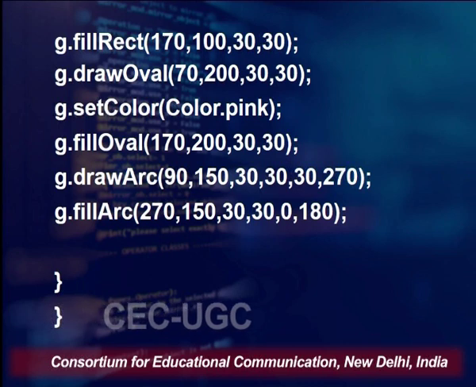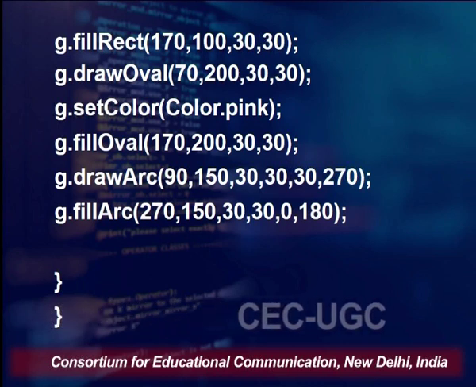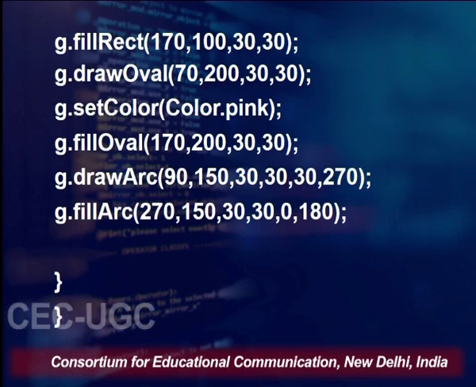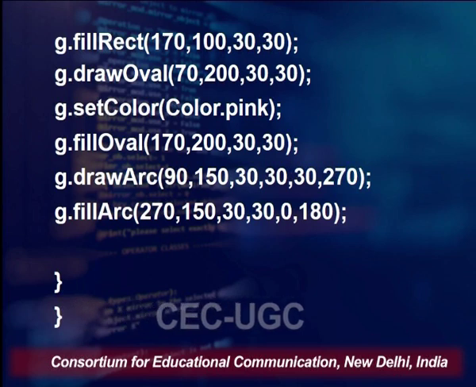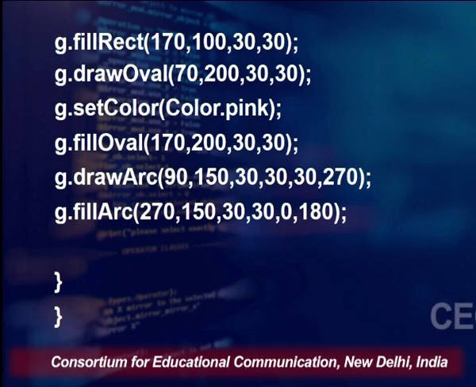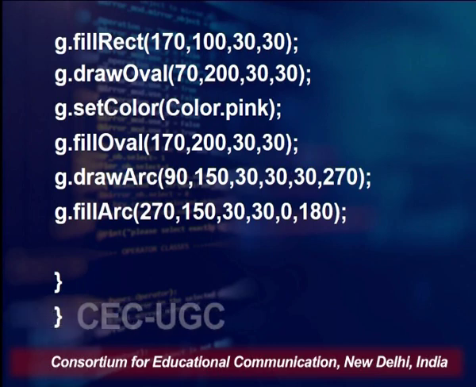Then there are more methods, which are g.drawOval, and after this we are changing the color just to give you a flavor of how things are working. So, g.setColor(Color.pink), earlier it was red. Then g.fillOval is one method which is being used here with the specified parameters. Then we have used g.drawArc and g.fillArc also, and this is how the program is going to be executed.